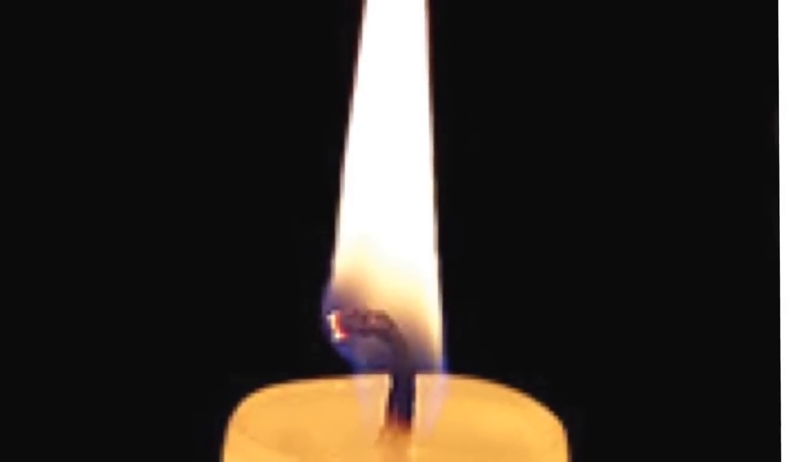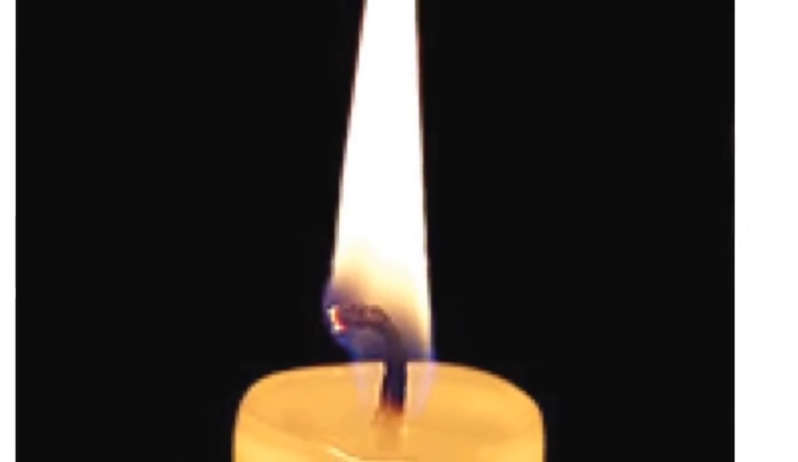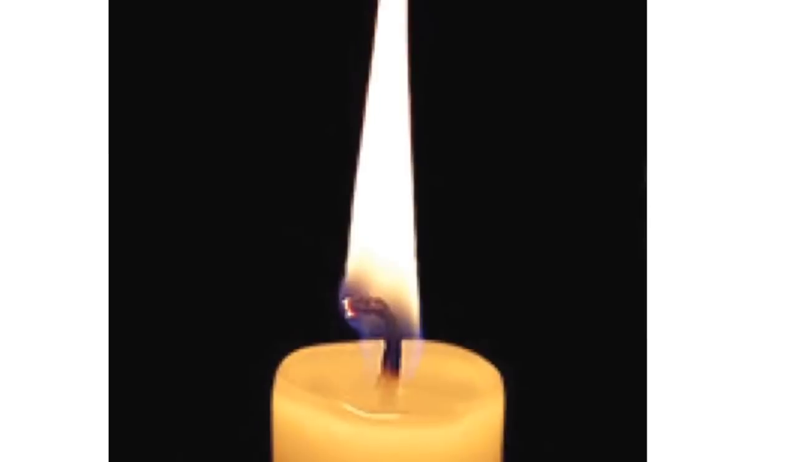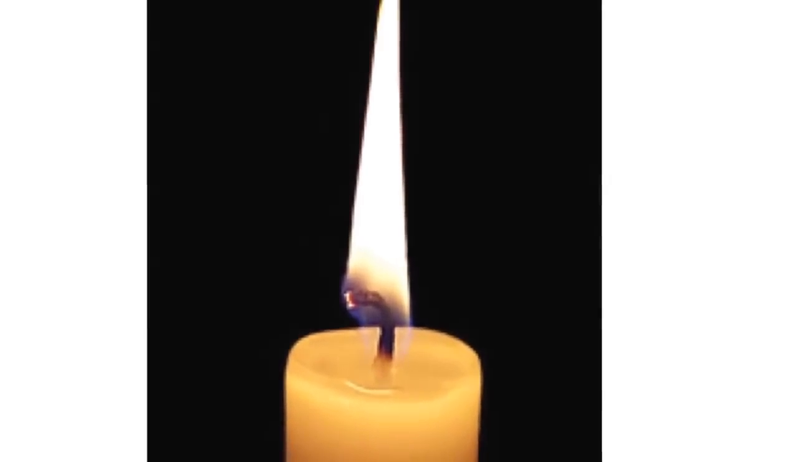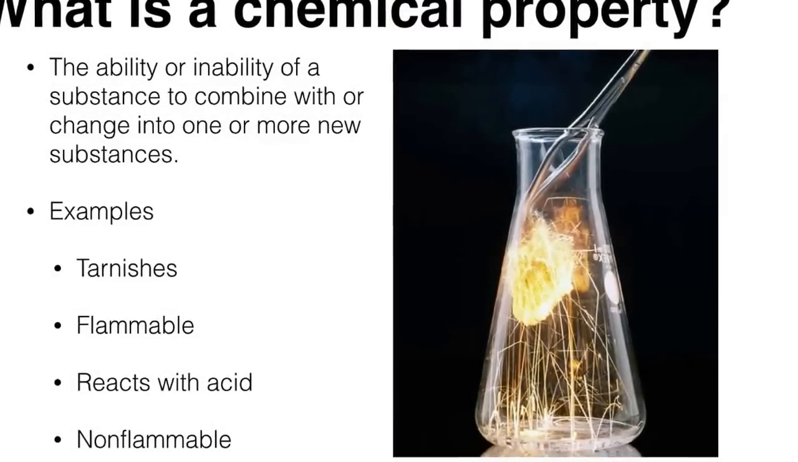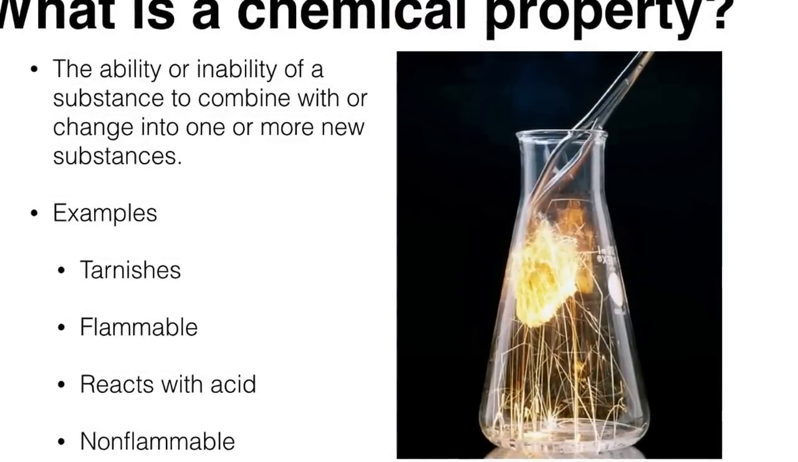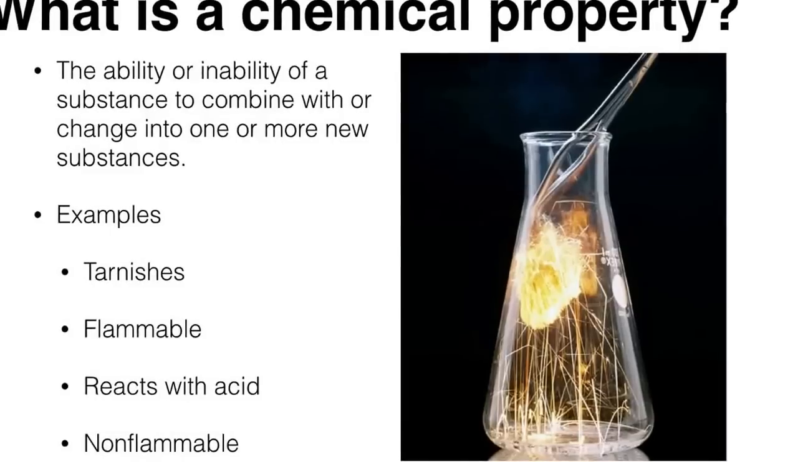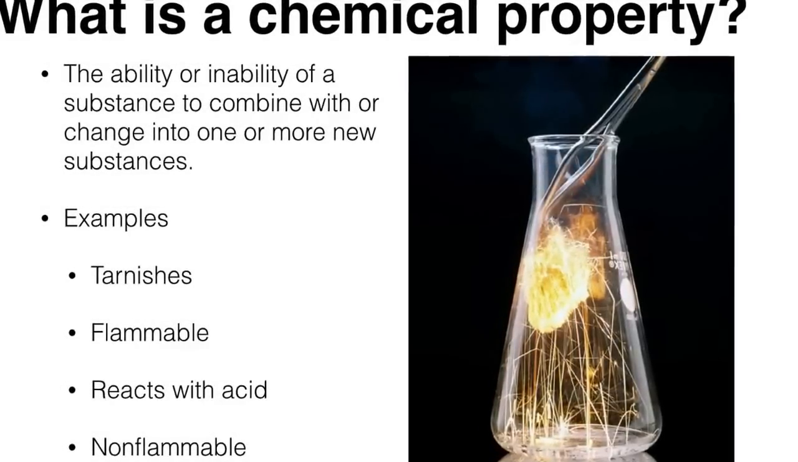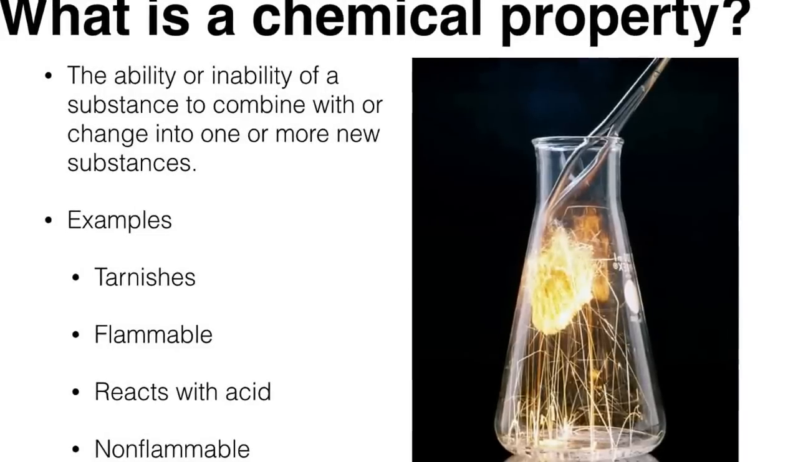Candles have different properties than ice cream. For example, you can burn a candle. This is an example of a chemical property. Other examples include tarnishing, flammable as we said, reacting with acids, even non-flammable is a chemical property. So chemical properties are the ability or inability of a substance to combine with or change into one or more new substances.